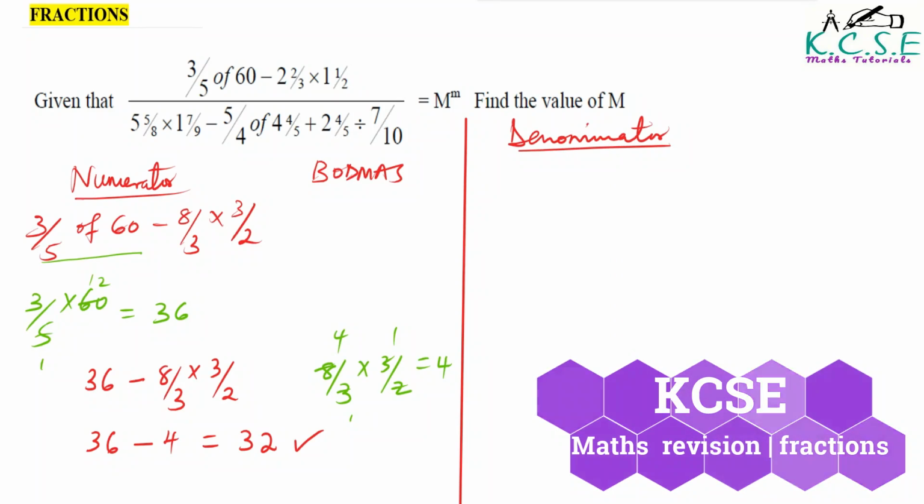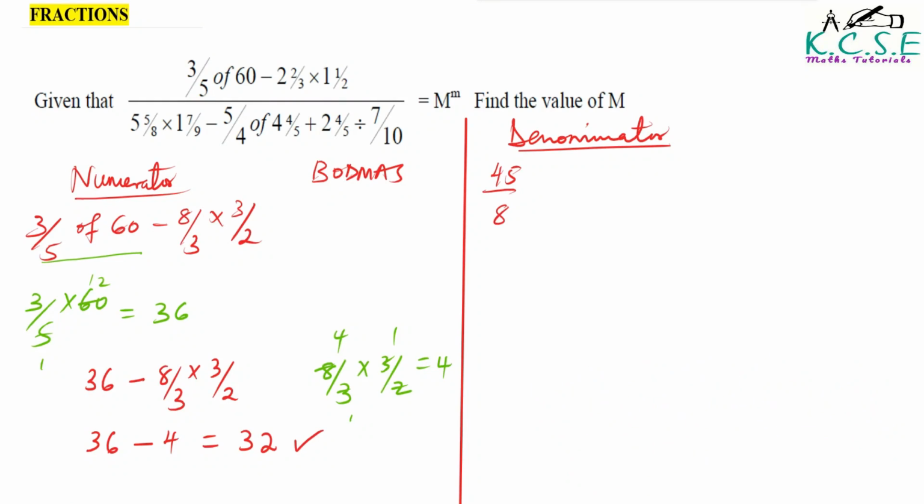From the denominator, this one is quite long. Convert all the mixed fractions into improper fractions. This one gives 45 divided by 8 times 16 over 9 minus 5 over 4 of 24 over 5 plus 14 over 5 divided by 7 over 10. That is after converting all the mixed fractions into improper fractions.